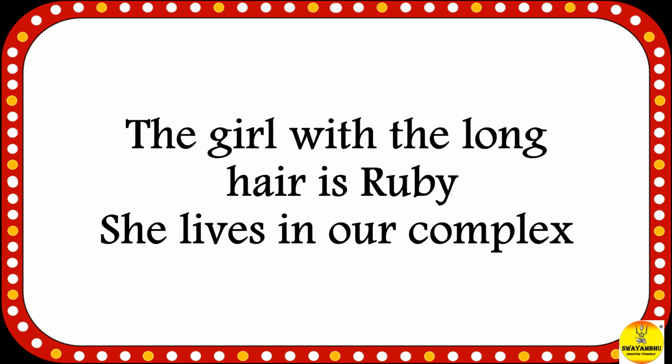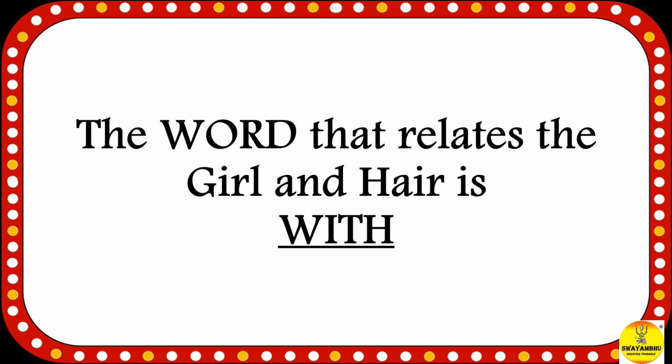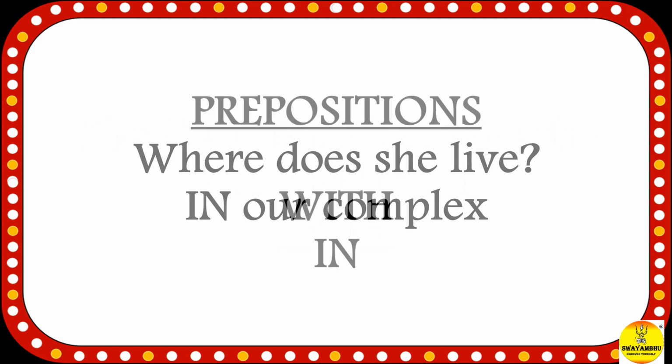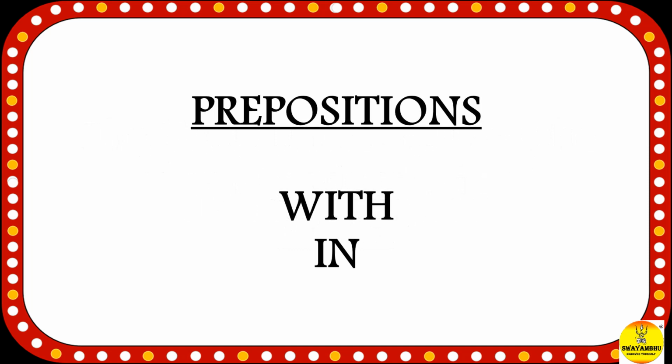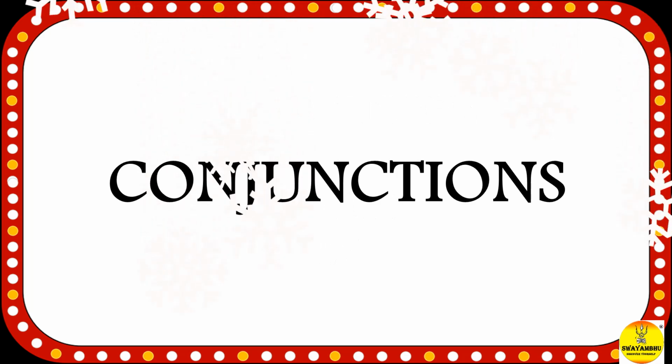The girl with the long hair is Ruby. She lives in our complex. The word that relates the girl and hair, with. Where does she live? In our complex. So what are the prepositions here? With, in.